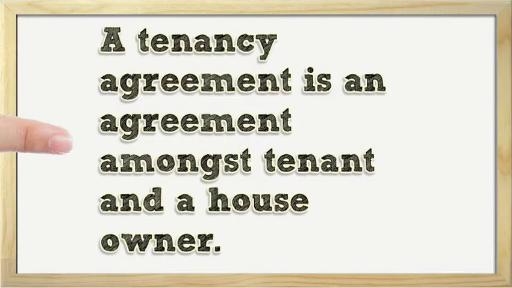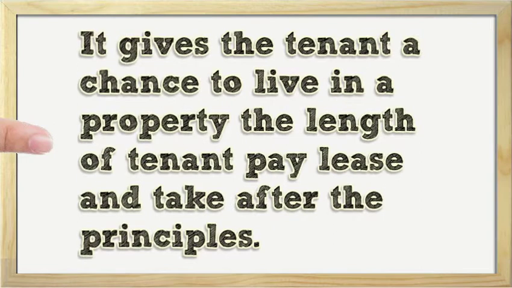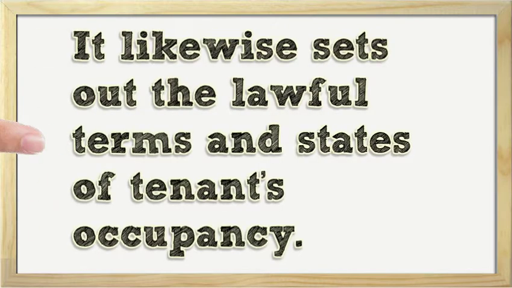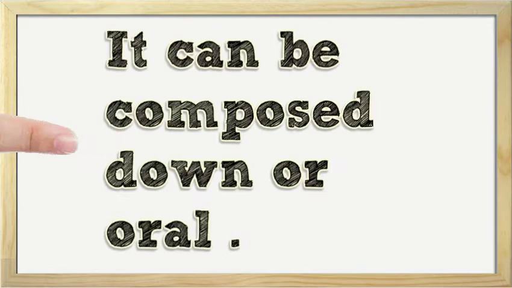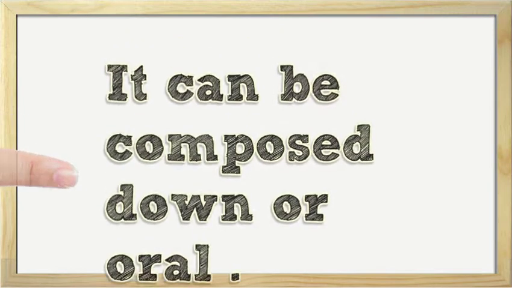A tenancy agreement is an agreement between a tenant and a house owner. It gives the tenant a chance to live in a property as long as the tenant pays rent and follows the principles. It also sets out the legal terms and conditions of the tenant's occupancy. It can be written down or oral.